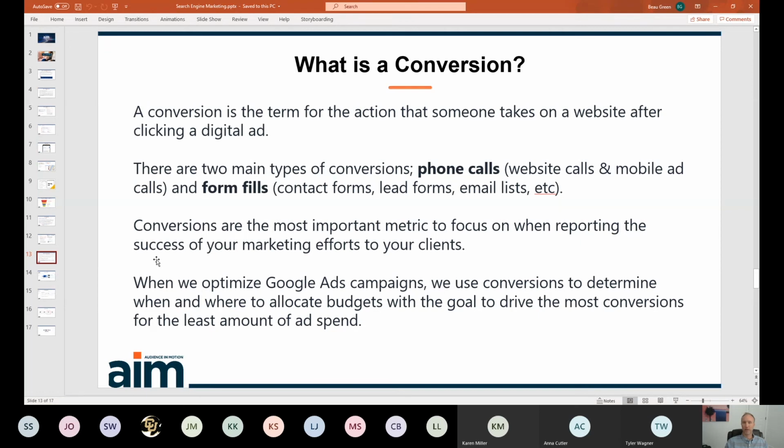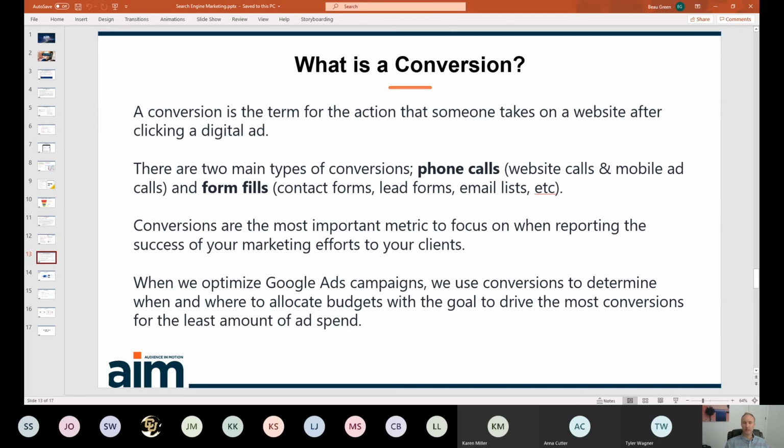And conversions are the most important metric to focus on when reporting the success of your marketing efforts to your clients. You can highlight clicks, you can highlight impressions, but really all the client cares about is how many leads did you drive? And that's what conversions are. You can pretty much think of conversions as equal to leads.